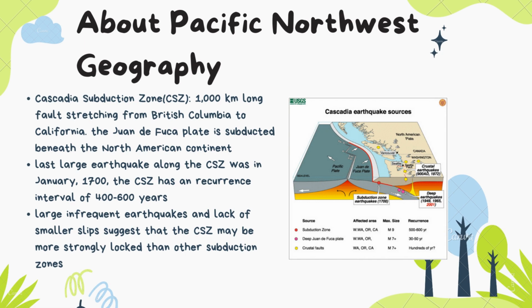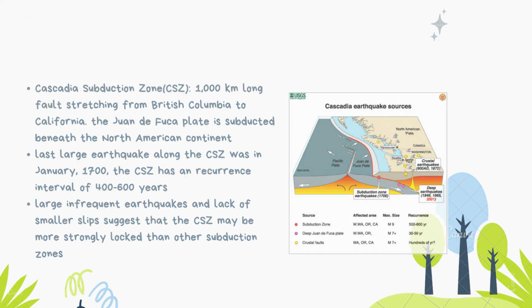The Cascadia subduction zone is a 1,000-kilometer-long fault stretching from British Columbia to California. The Juan de Fuca plate is subducted beneath the North American continent at this zone. The last large earthquake along the subduction zone was in January of 1700, and it has a recurrence interval of about 400 to 600 years. Large and frequent earthquakes and lack of smaller slips suggest that the CSZ may be more strongly locked than other subduction zones.